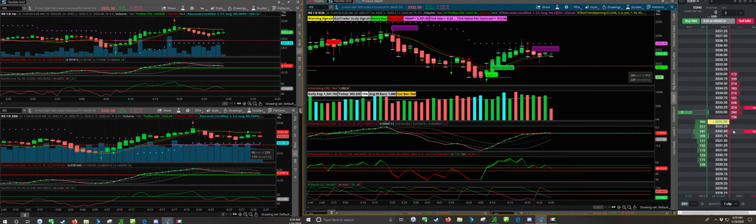Two orders. Make sure you got your brackets in play. Whichever one fails, go ahead and cancel out the other one so that you don't get prematurely stopped. Go ahead and mark your stop filled. VWAP at 31.85.